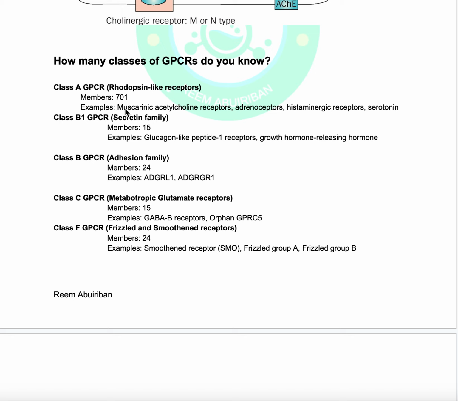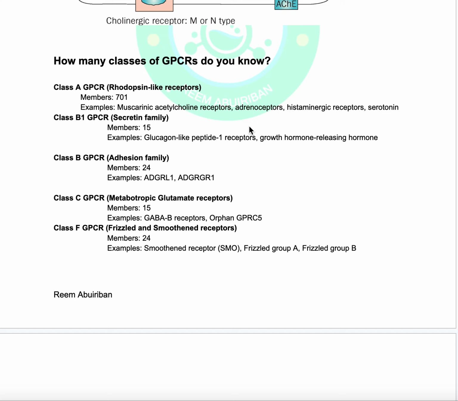The number of the receptors is 701, and the examples are muscarinic acetylcholine receptors, adrenoreceptors, histaminergic receptors, serotonin receptors, they are all rhodopsin like receptors. So class A is called rhodopsin like receptors, and it contains the largest number of members. It's 701. So we have a large number of receptors.